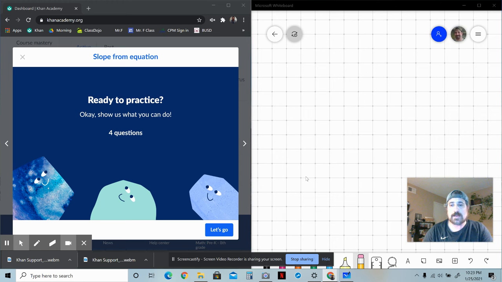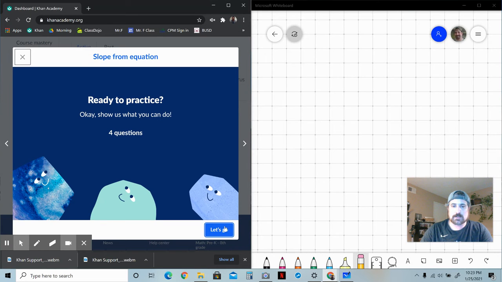This one is on finding slope from an equation. So let's go and see how easy this is.